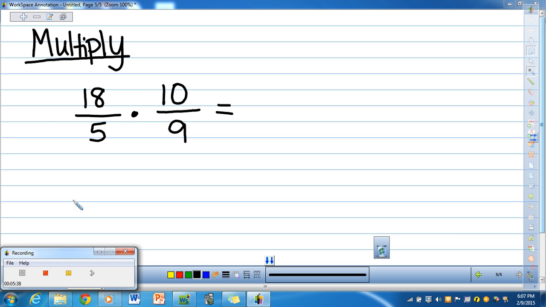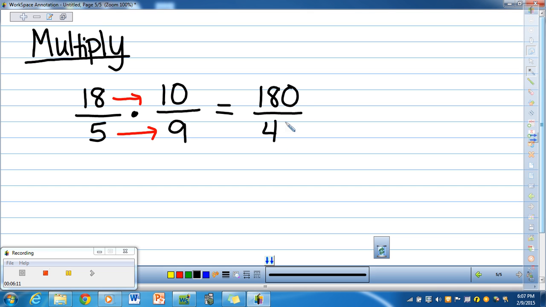Now let's go back to the rule for just multiplying rational numbers. Algebra is just like arithmetic, except variables are used to represent the numbers. The arithmetic rules are the same as the algebra rules. Remember, for multiplying two fractions, our rule is to multiply across the top and multiply across the bottom. This gives us 180 divided by 45.